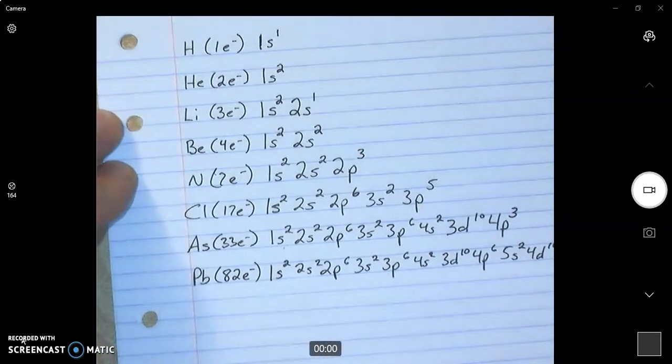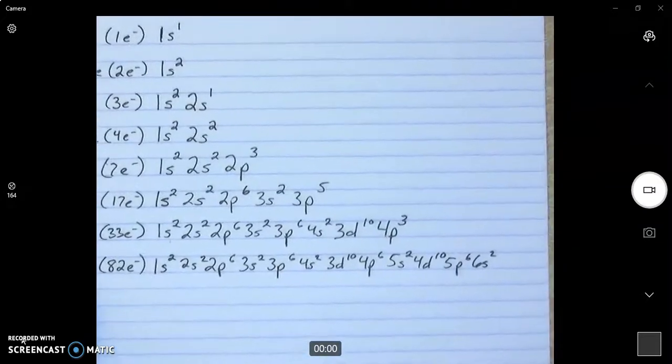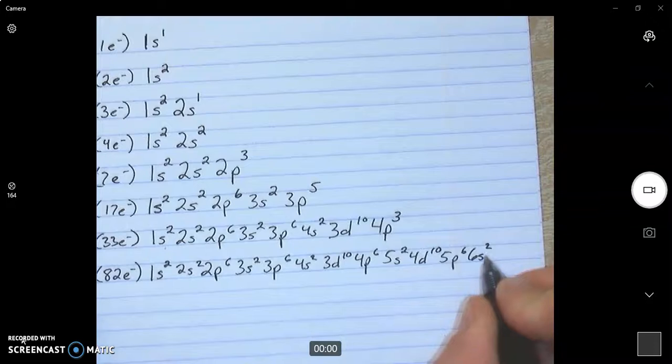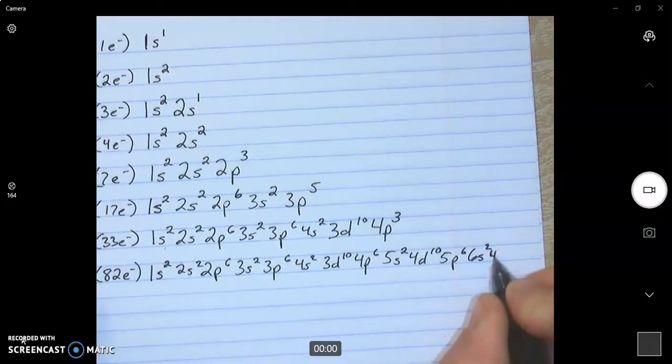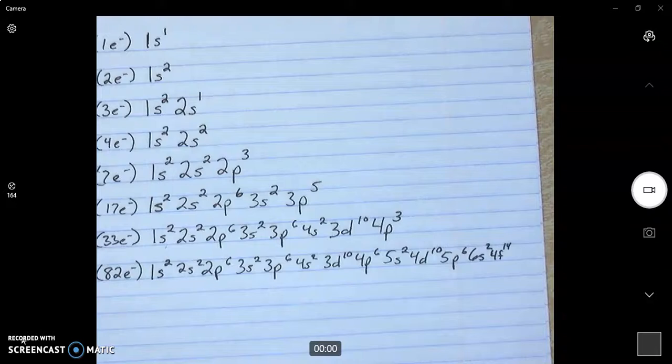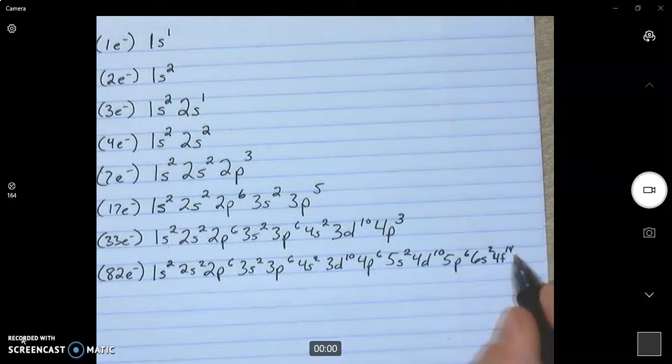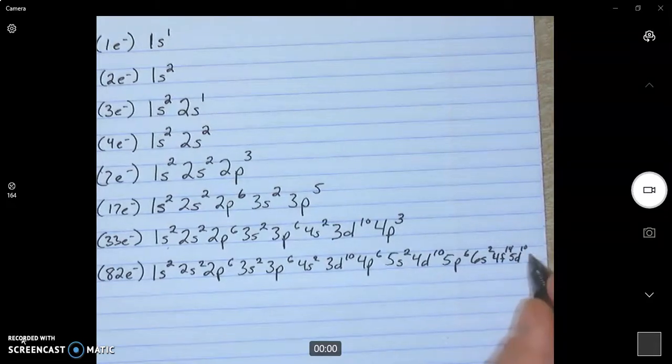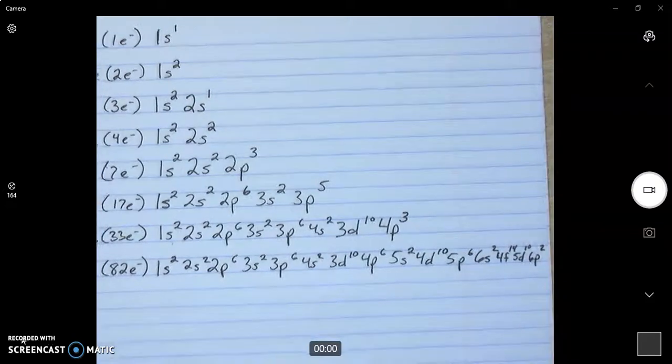After 5p6, we're going to have 6s2. What comes after 6s? 4f. We go all the way through there, so there are 14 of them to get to that point. So we're at 70 of our 82. Our 5d10 is going to take us to 80 of our 82, and then 6p2 is going to be our end.